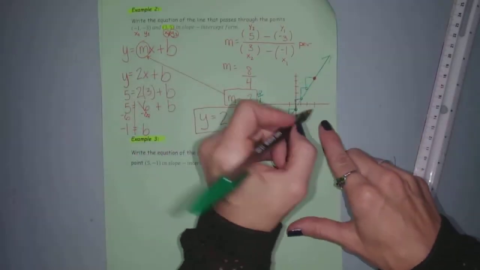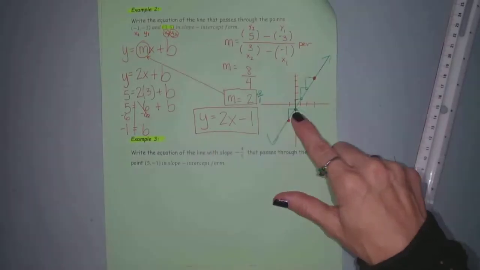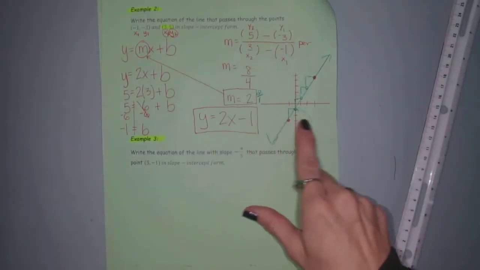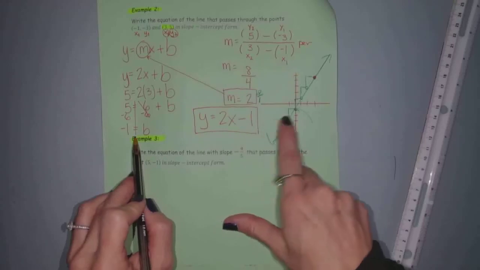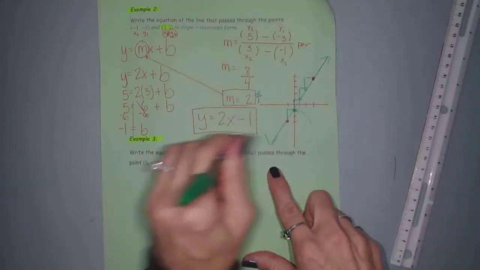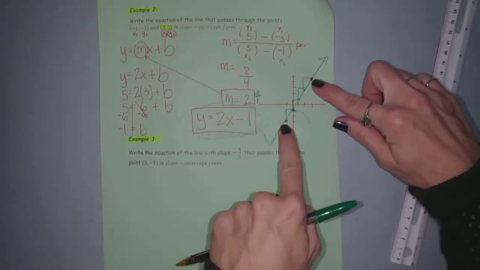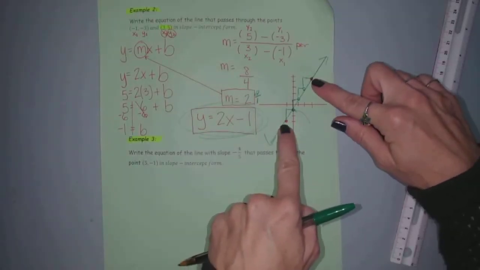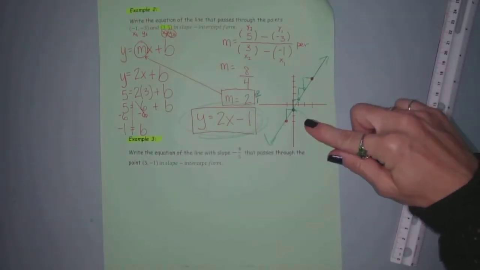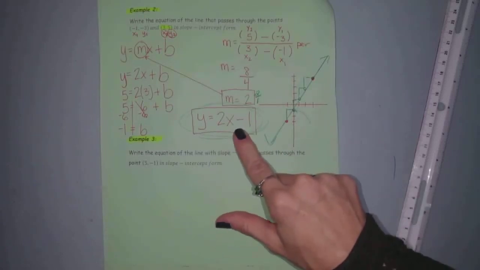But look at where your y-intercept lands. Right at -1, right at the b value that we got. So this is the mapping of this graph and this information. And these 2 points are most certainly on that line. So that's a nice visual to show your students if you'd like to after you get the equation.